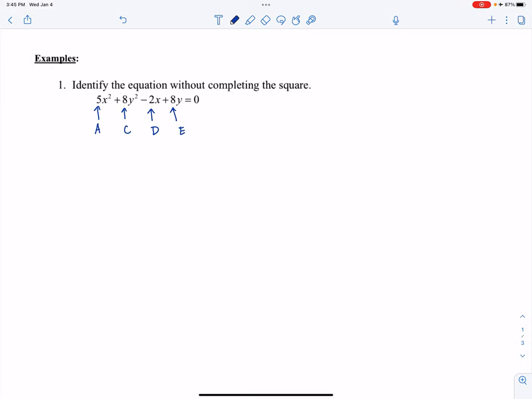So, using our theorems, we know if a times c equals 0, well, let's figure it out first. We have a, 5, c, 8. This is 40. This is not equal to 0, so it's not going to fit that theorem. Next up, our next test, we need to check AC, which equals 40. Is it greater than 0? And yes, it is. That tells us this is an ellipse.